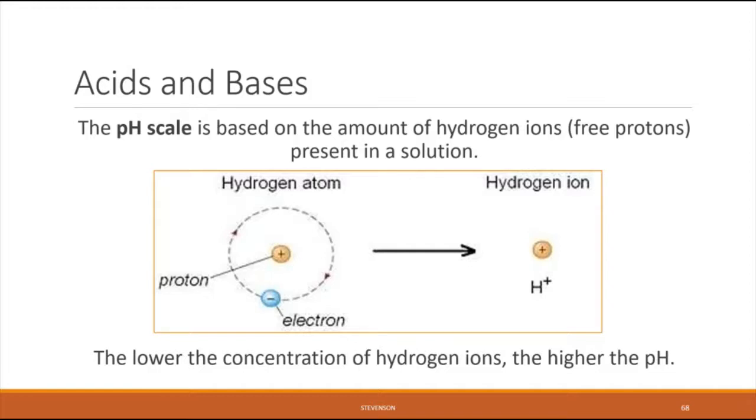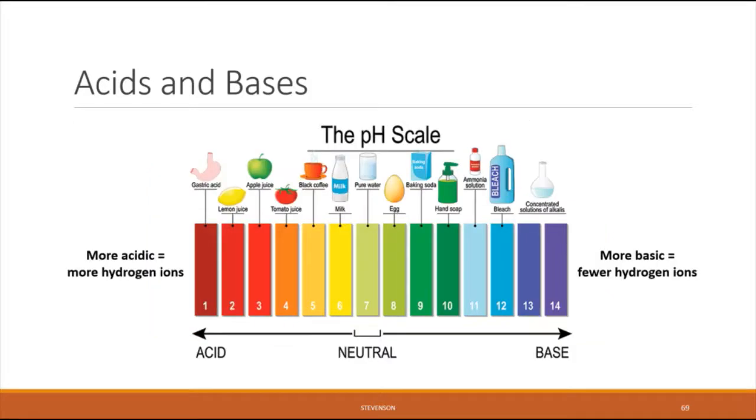The lower the concentration of free protons in a solution, the higher the pH, and vice versa. The higher the concentration of protons in a solution, the lower the pH. This is the basis for the measurement of acids and bases and their strength. Here's a representation of the pH scale and where some common substances fall on it.